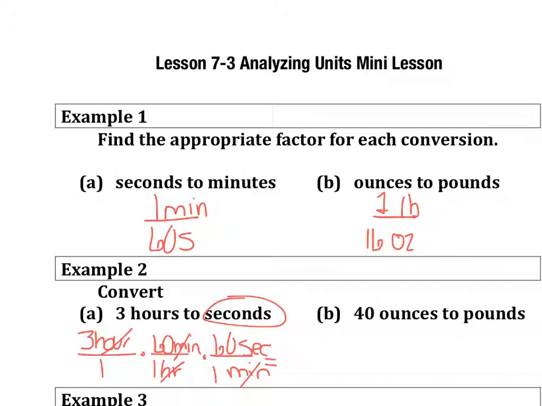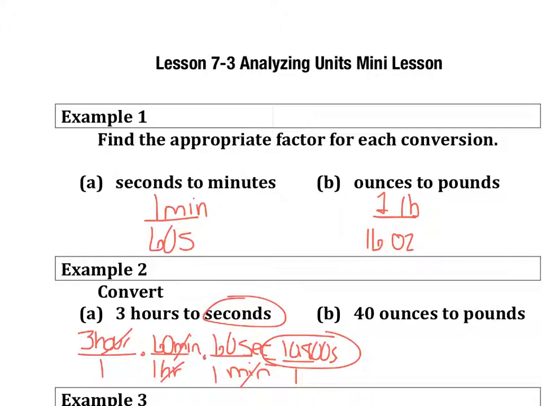So I can go ahead and multiply across. In the denominator, I'm just going to have 1. And in the numerator, when I do 3 times 60 times 60, I get a product of 10,800 seconds. And that would be your answer.